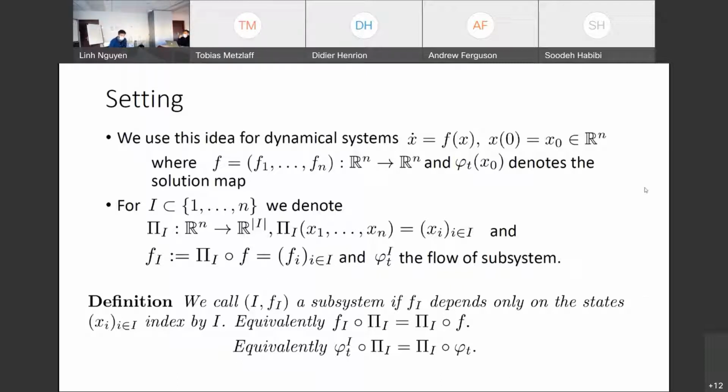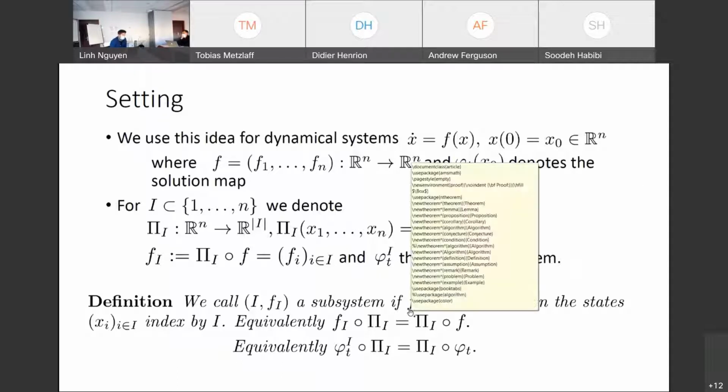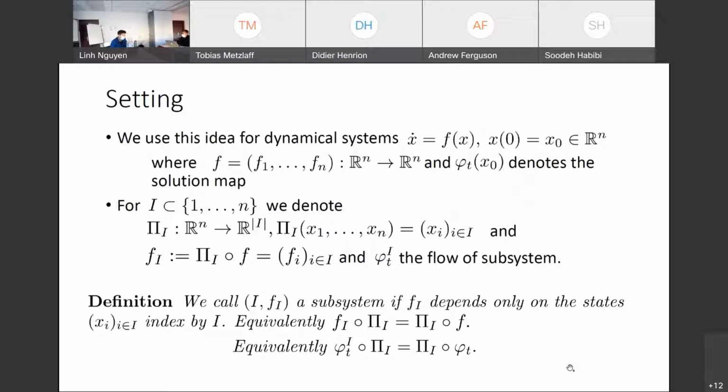If the component functions f_i depend only on the states that are indexed by I, another equivalent definition is the following: the projection onto the coordinates of I intertwines the smaller vector field with the whole vector field, and similarly for the flow. And for these three equivalent statements, I think this can be reformulated in a different way.